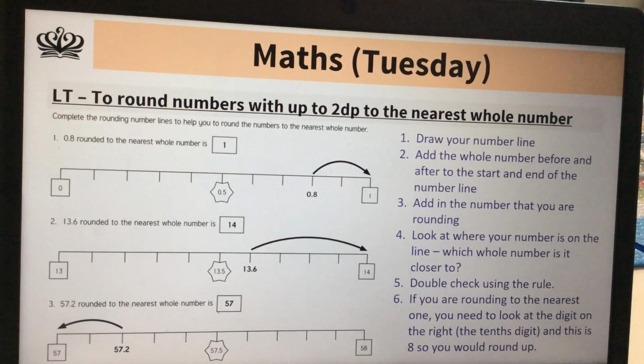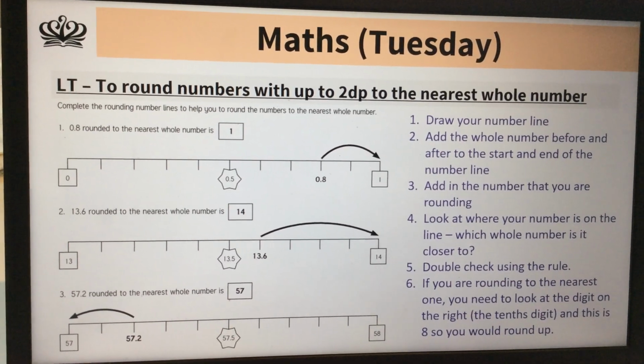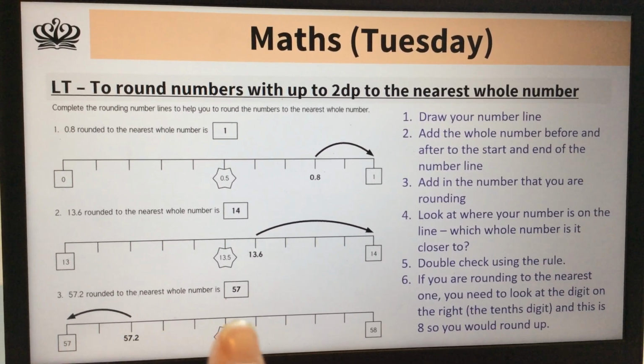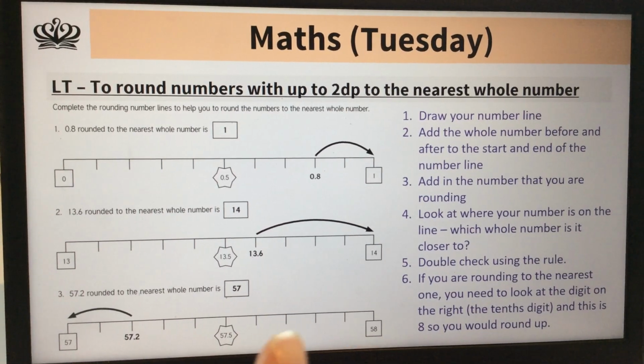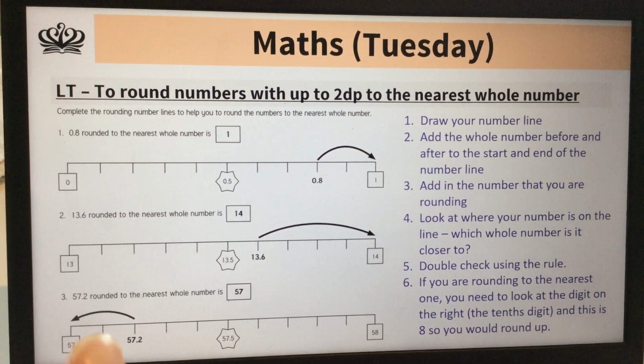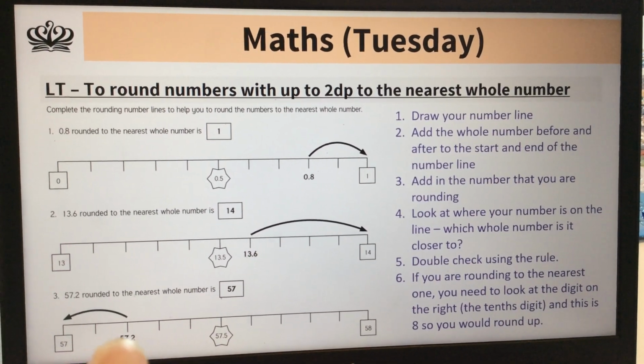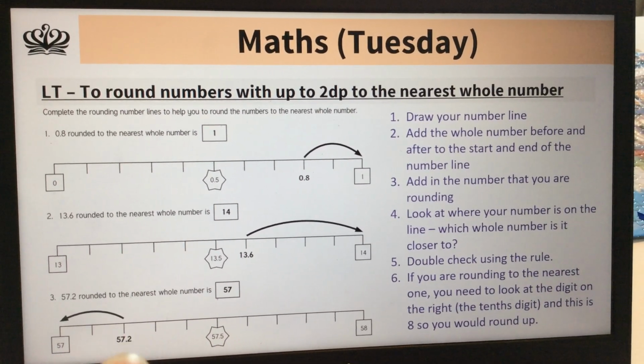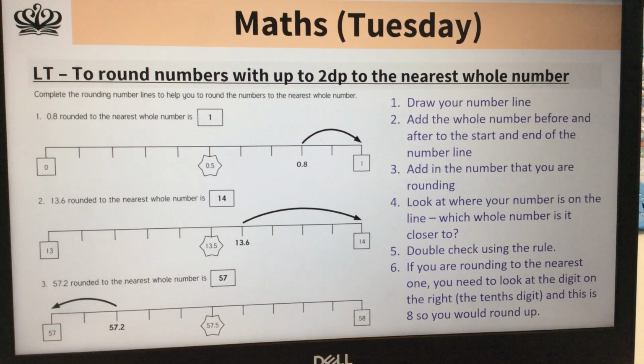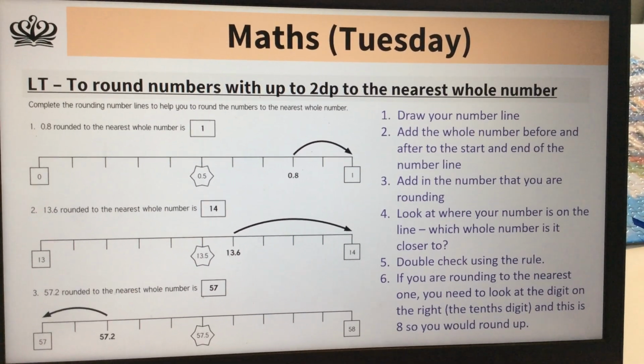57.2. So again, draw the number line. The whole number before would be 57, and the whole number afterwards would be 58. 57.2, if I'm dividing that up into 10 equal bits, it would have 2 tenths, so it would be there, I can see that, and again the 0.2 would mean to round down.